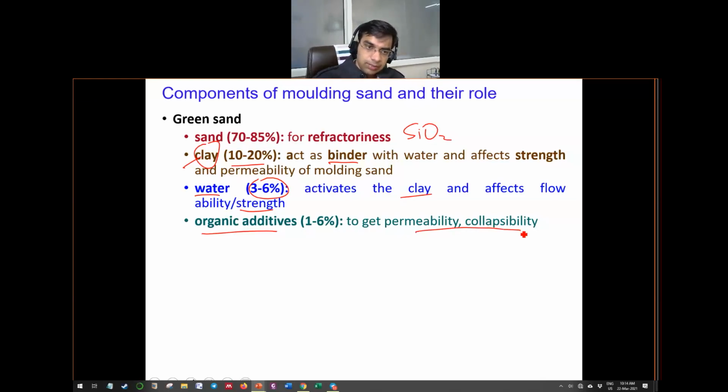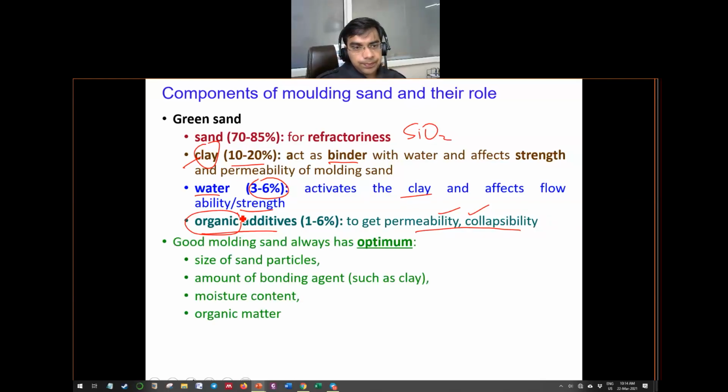So as I already mentioned, when you have the binder particles in between, additives are added. These additives basically provide the collapsibility and permeability because they are generally organic based, so they burn off very quickly. Hence, when they burn off, they leave behind the pores or the space for the sand to collapse, thus giving the important properties of permeability and collapsibility.